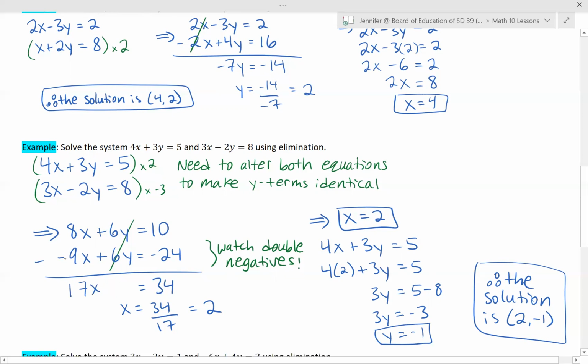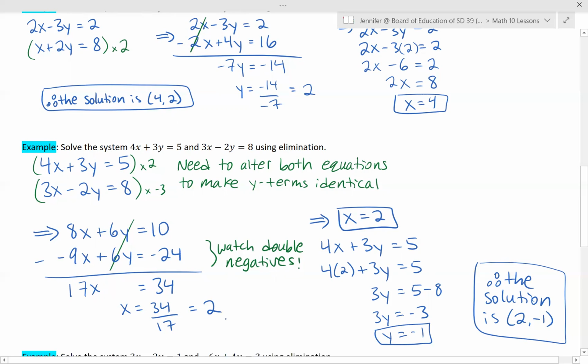And then 10 minus 24 is the same as 10 plus 24, so it's 34. Next, we're going to solve for x just by dividing both sides by 17, and that gives us a nice number of 2. So we have half of our solution, x is equal to 2.